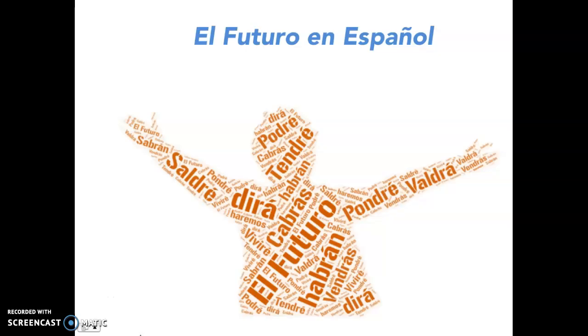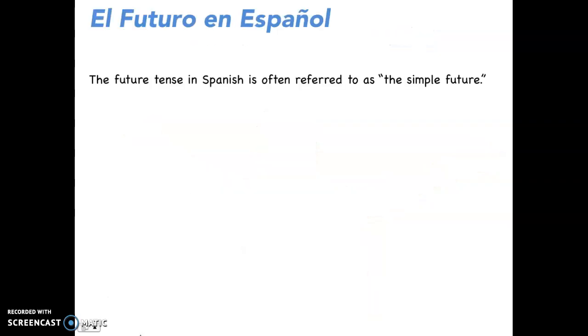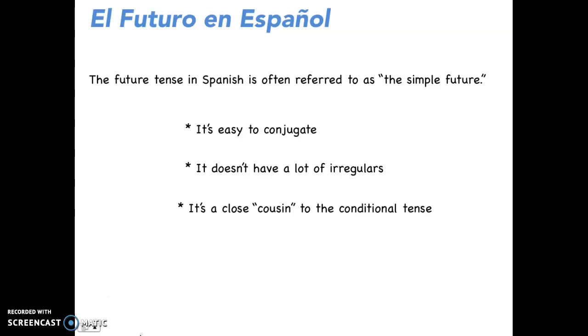Today we are going to learn about el futuro en español, the future tense in Spanish. The future tense in Spanish is often referred to as the simple future for a couple of reasons. First of all, it's easy to conjugate. It does not have a lot of irregular verbs, thankfully. It's a close cousin to the conditional tense, so if you know the conditional tense, you'll know the future tense as well.